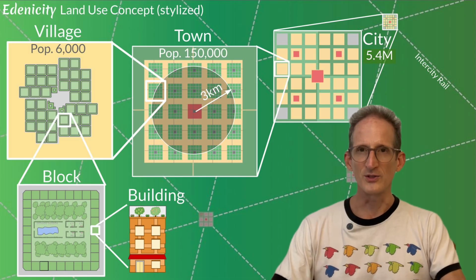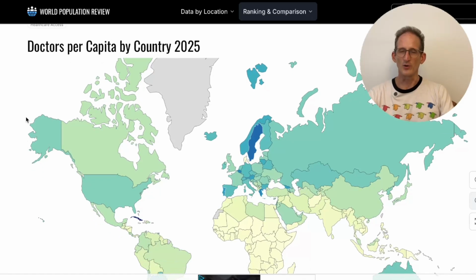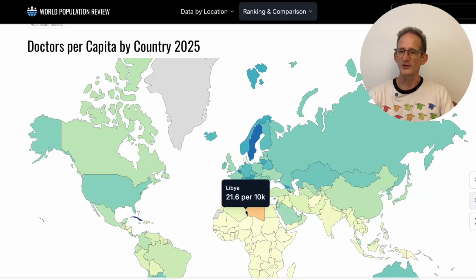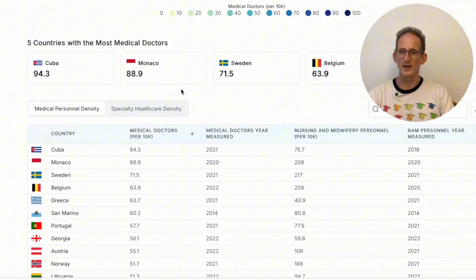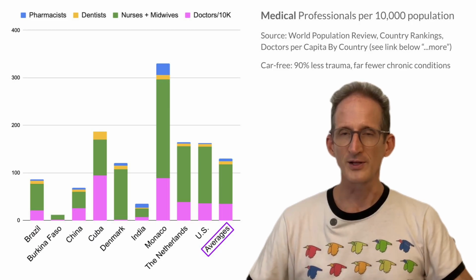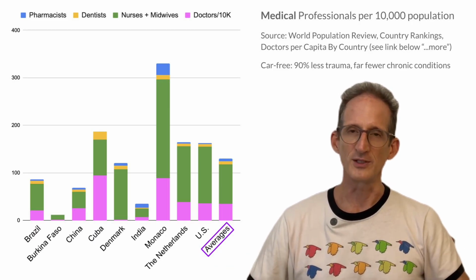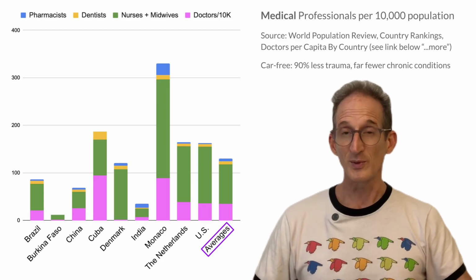All right, let's get into services and amenities, starting with medical professions. I pulled the data from the World Population Review, which has a very handy list of the number of doctors per 10,000 people in most of the countries of the world, and has a nice summary below. So what I've done is pull the data from several selected countries for the number of doctors, nurses, dentists, and pharmacists in each of the countries. And it gets to be pretty interesting.